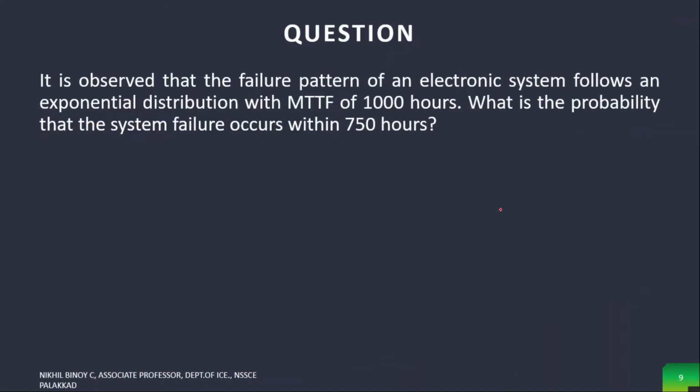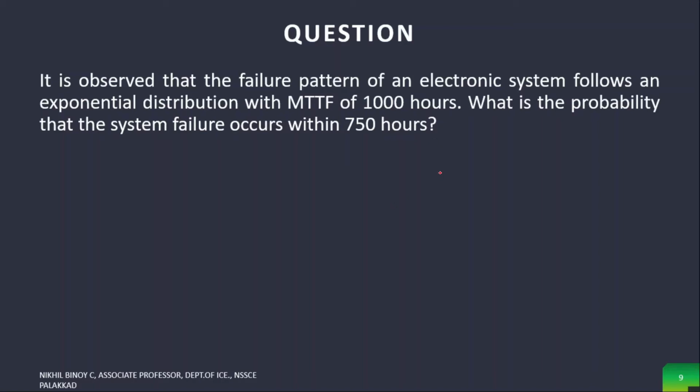Okay, so the first one, note down this question. It is observed that the failure pattern of an electronic system follows an exponential distribution with mean time to failure of 1000 hours. The question is, what is the probability that the system failure occurs within 750 hours? Please note down this question.